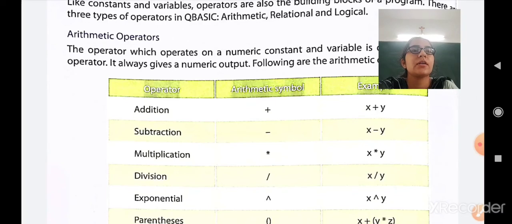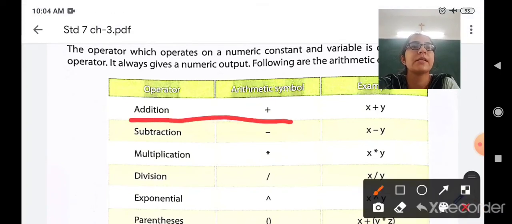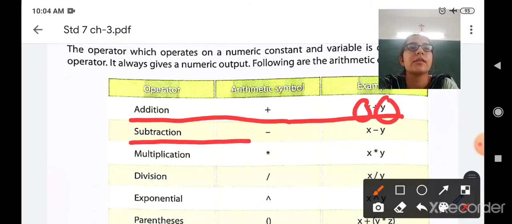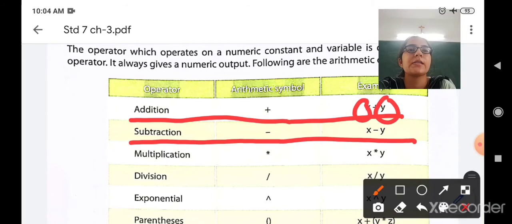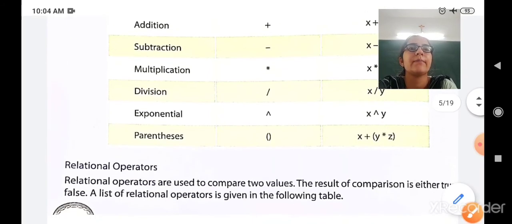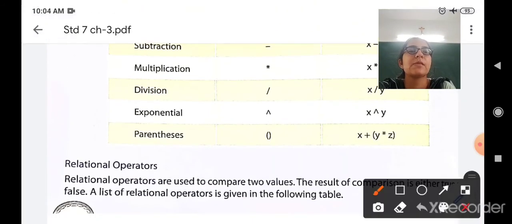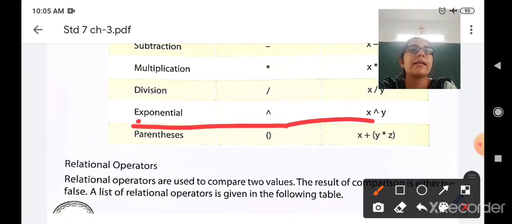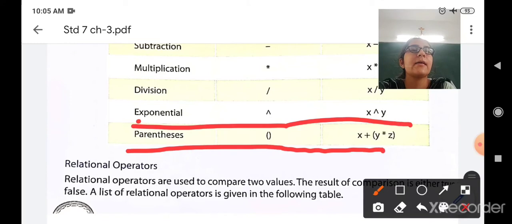First is addition and the symbol of addition is plus, and an example is x plus y. So here x and y are the variables. Then subtraction, the sign is minus, example x minus y. Multiplication sign, x into y. Division, the division sign, x divided by y. Exponentiation, it means the exponent sign, x exponent y. Parentheses, round brackets: x plus (y multiply z).